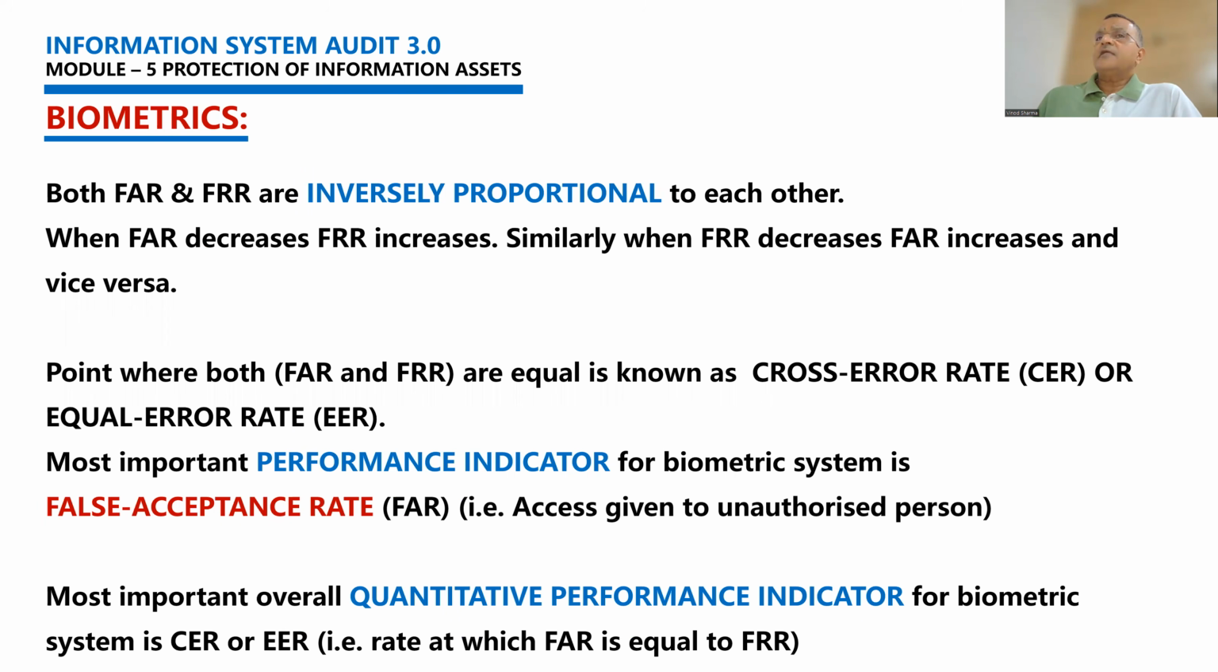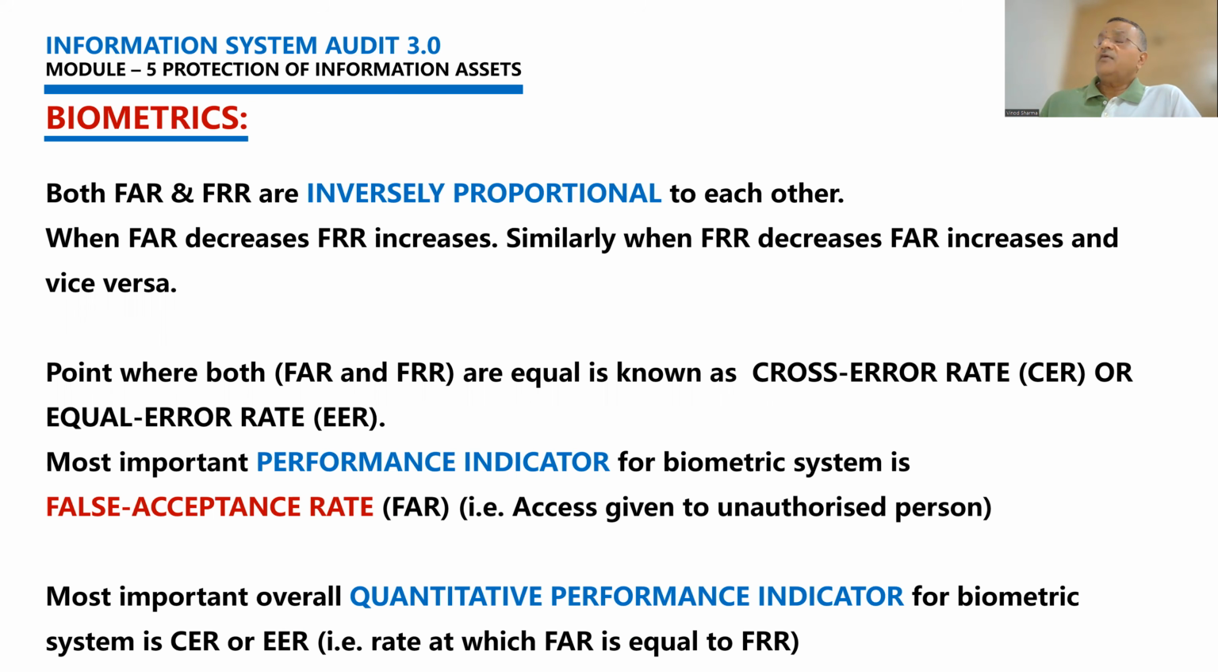So in that case, you will find that the false rejection rate will definitely be higher, which means that now the system, because it is denying access to the people who are not registered, obviously will also be denying access to the people who are authorized and registered.